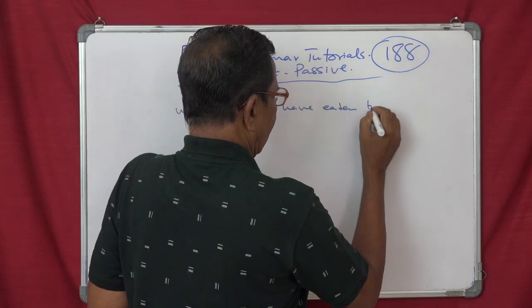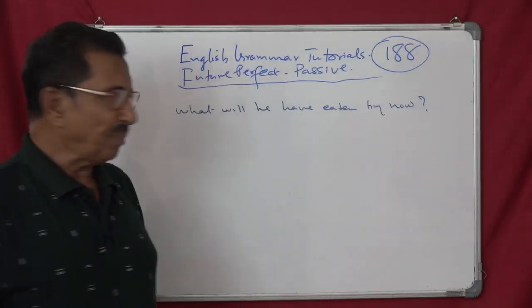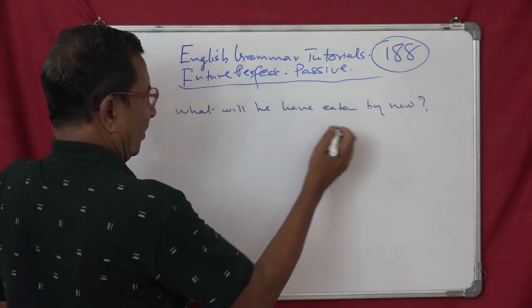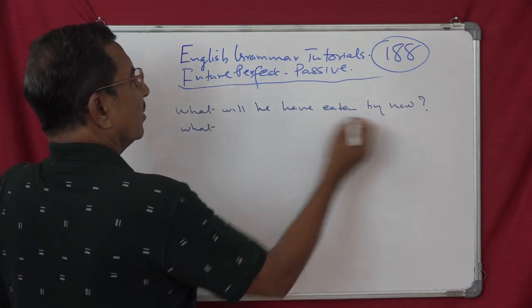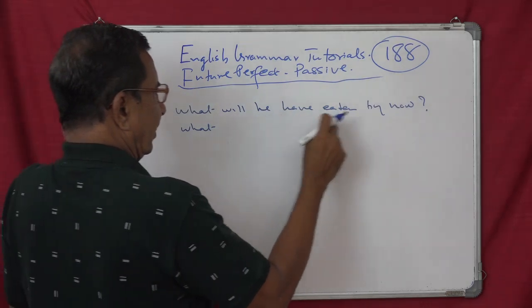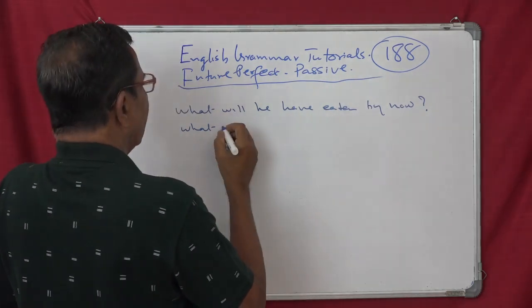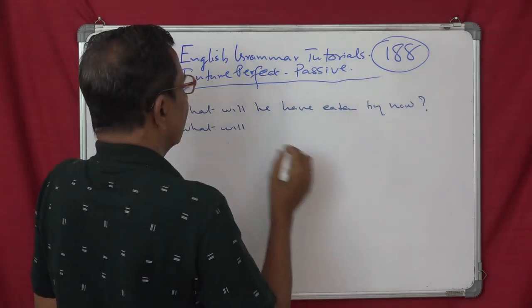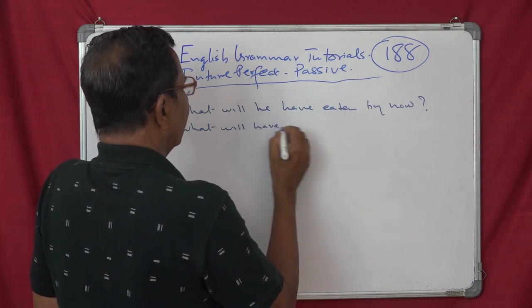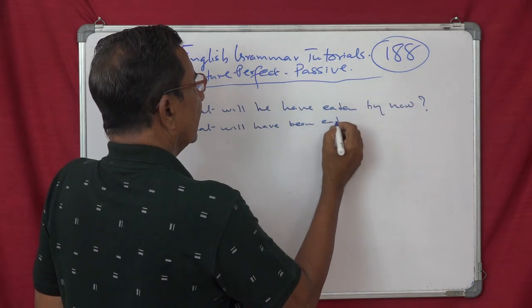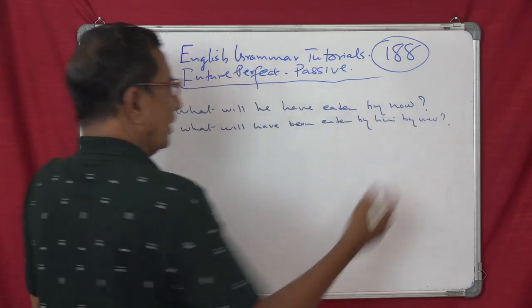What will he have eaten by now? Okay, so that will be the question. Now, what is the passive of this? The passive is very simple. What will he have eaten by now? So we'll say, what will have been eaten by him by now. So that will be the answer.